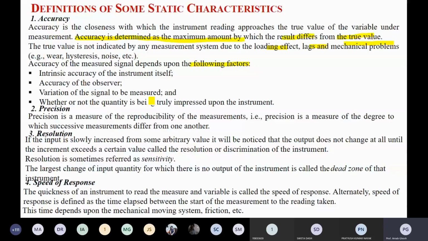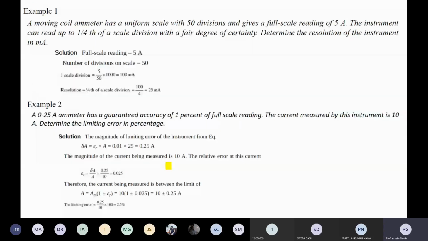So four important features are responsible for accurate measurement, that is accuracy, precision, then resolution, and final one is the speed of response. Okay, some of the examples are there, you can go through them from your hostel. If you are not able to understand, again I will discuss a very simple example based on the full scale deviations of the measuring instruments, as well as another example based on the error.